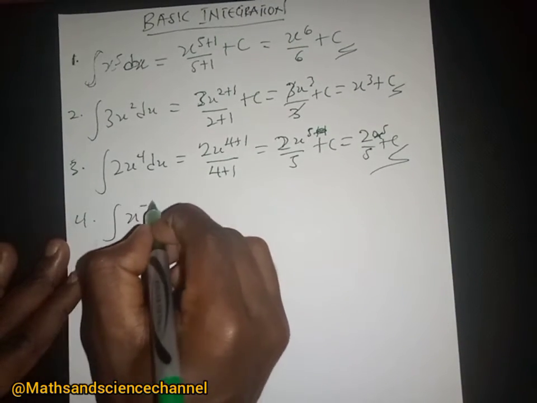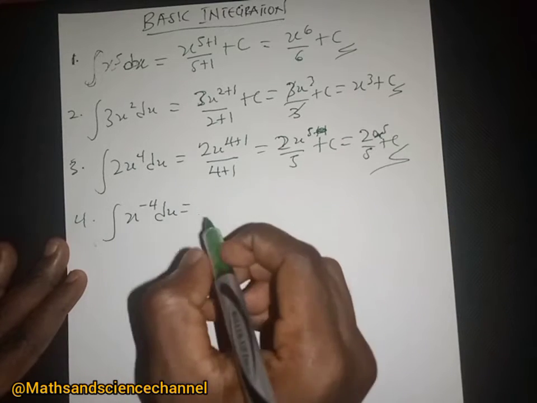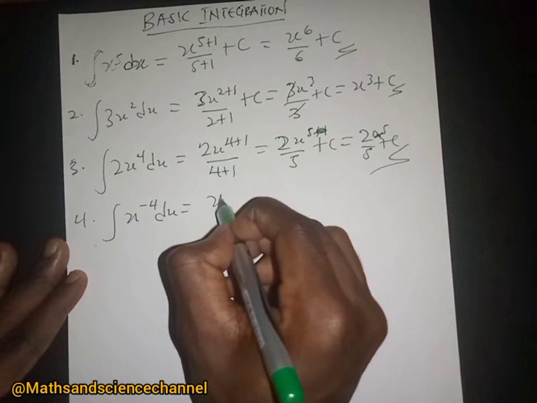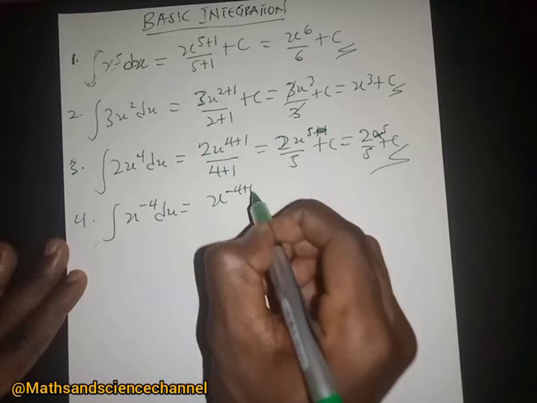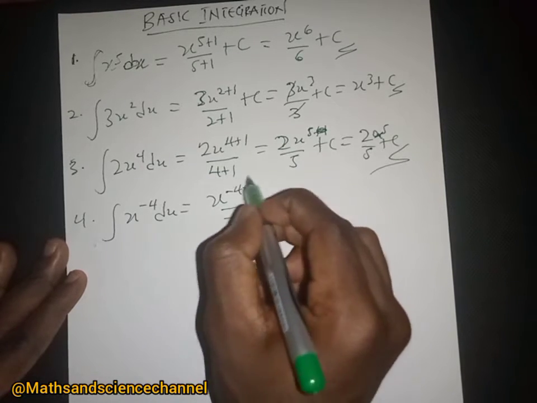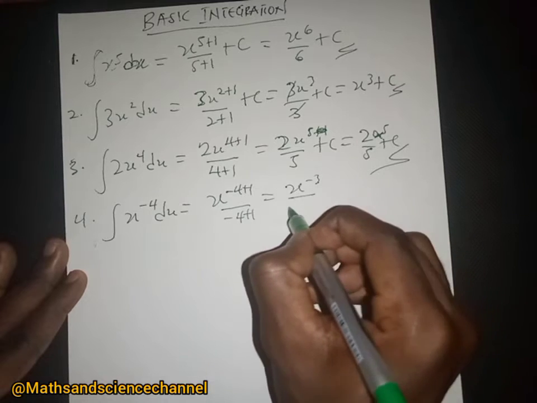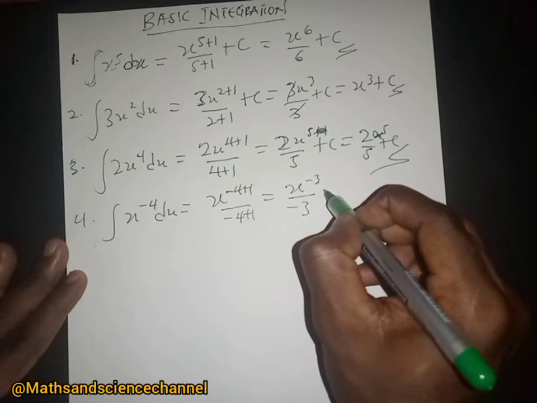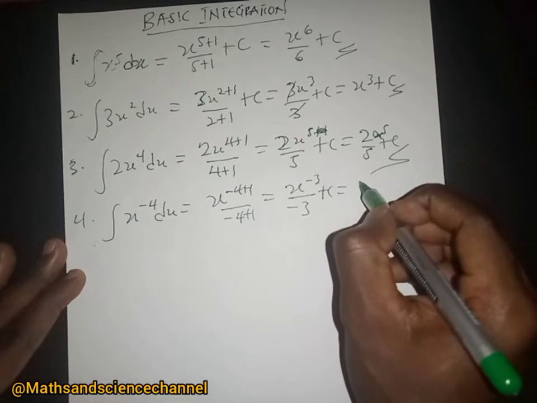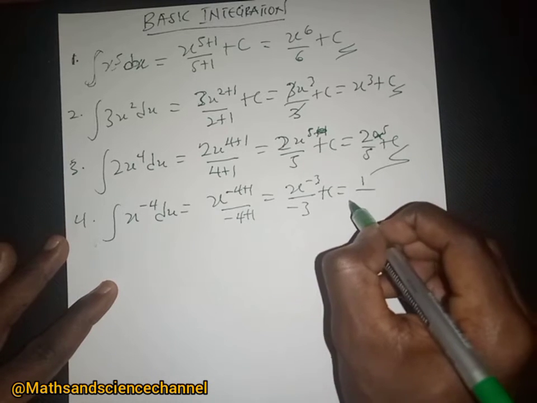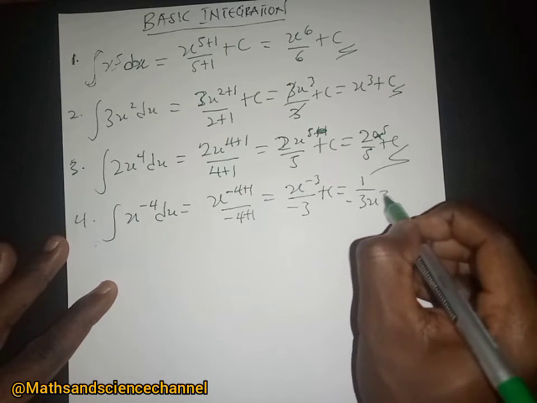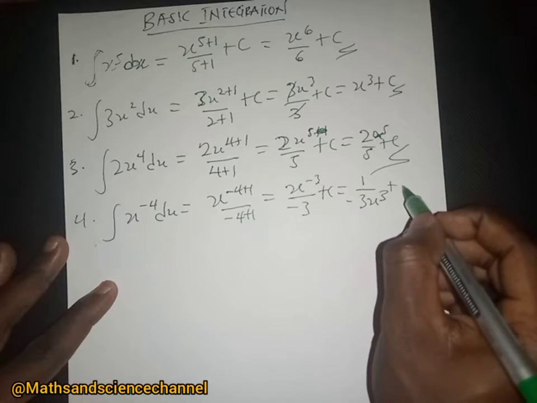We have x to the power negative 4 dx here. This will be equal to, so what we'll do is add 1 to the exponent, then we divide by the same exponent. So we have x to the power minus 3 divided by minus 3, plus c, and this will just look like negative 1 over 3 x cubed, plus c, right?